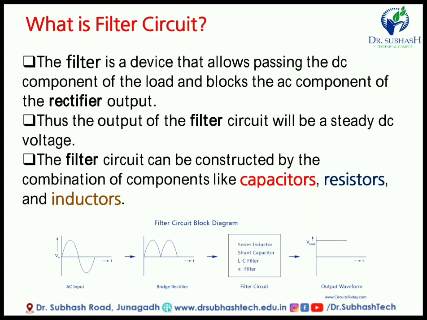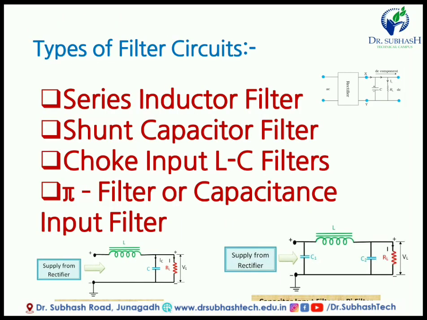After the rectifier, the filter circuit is required. The filter circuit is nothing but a circuit that converts pulsating DC to pure DC. Now let's see the different types of filter circuit. The first is the series inductor filter, the second is the shunt capacitor filter, the third is the choke input LC filter, and the last one is the pi filter or capacitor input filter. The basic idea about these filters is given in the next slide.